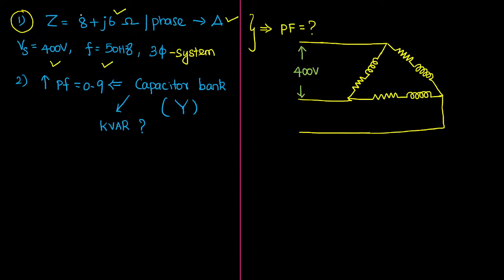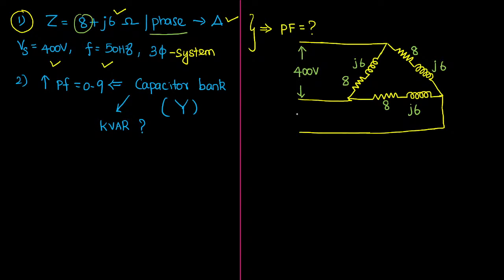Now, the real part of the impedance per phase, don't forget per phase, is 8 ohm, they told. The imaginary part is 6 ohm. Per phase in the sense, the same value will be repeated in all other branches. It will be 8 plus j6. Actually, this is the given data.